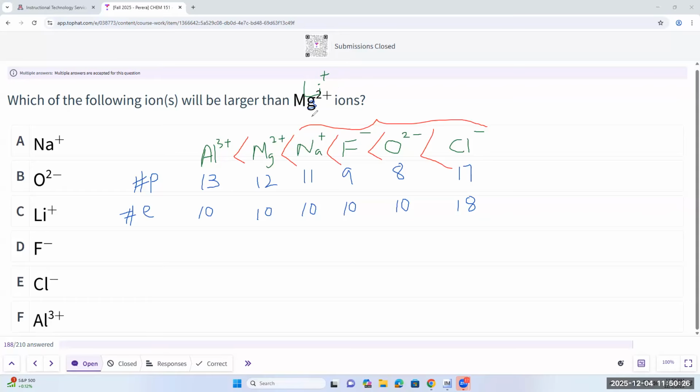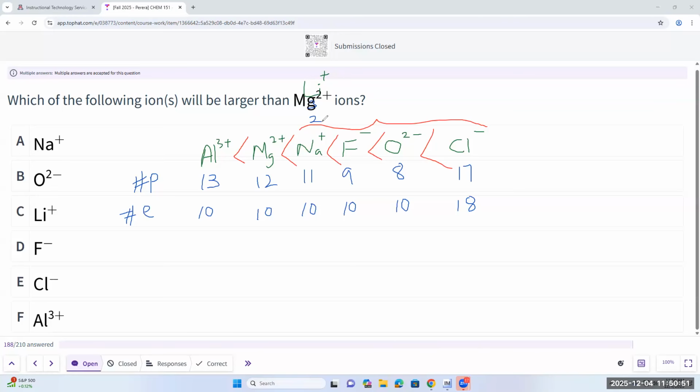3 protons, but because we have a positive charge, now it has only 2 electrons, meaning it has the least number of shells. Therefore, the smallest ion would be lithium. Why? It has the least number of electrons, only 2, meaning it has only 1 shell. So lithium is hands down the smallest, and chloride is hands down the largest.